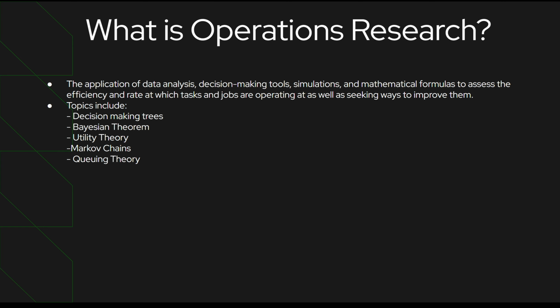Operations research is defined as the application of advanced analytical methods to make organizations operate more efficiently with objectives of primarily reducing cost and maximizing profit. Some of the topics that we covered in class regarding operations research include decision making trees, Bayesian theorem, utility theory, Markov chains, and queuing theory. We'll get into more of these topics later in the presentation, but operations research is essentially just making sure which route is the best route for us in terms of profit or cost. It really depends on what the situation asks.